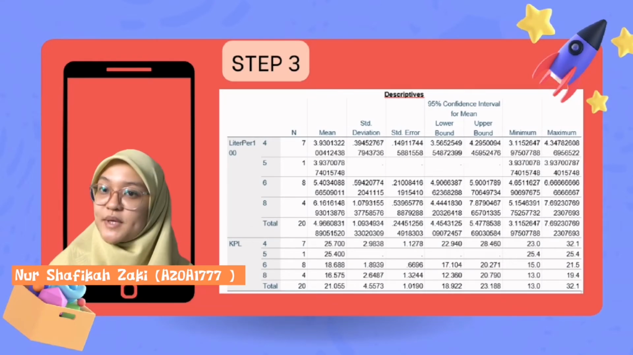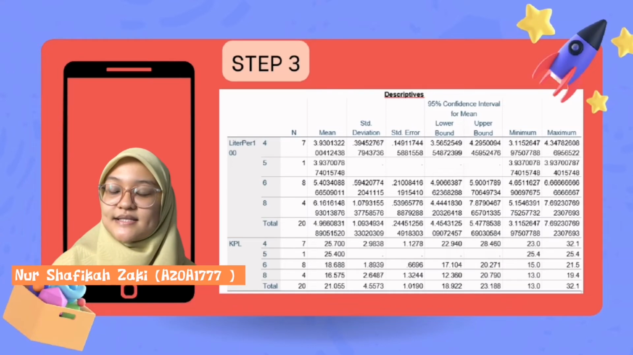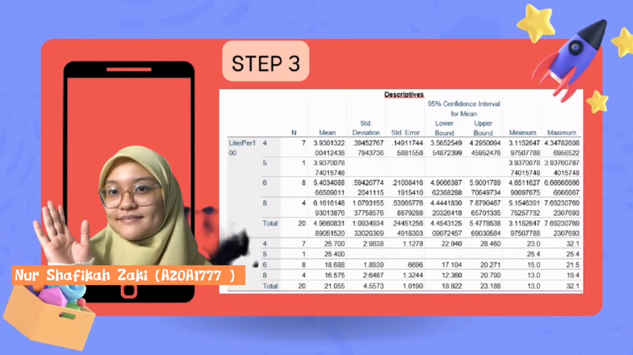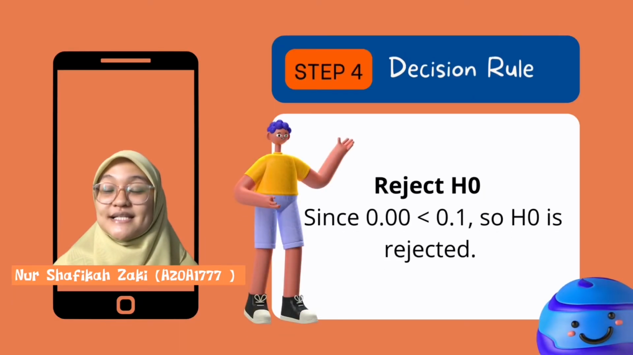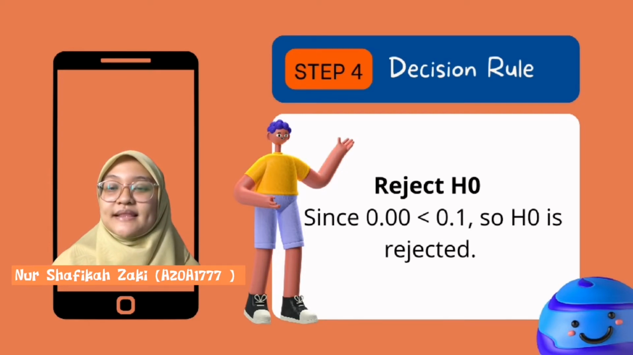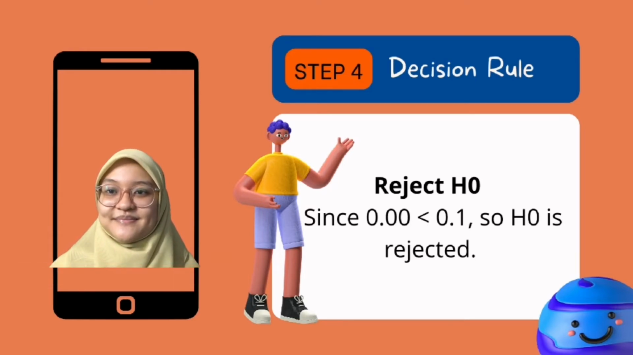Next, step number 3, we need to compute the test statistic. We use SPSS for our t-test, and we have this result. Next, step number 4 is the decision rule. We need to set the rule to make a decision. So, reject H null if the absolute t is more than t 0.1. Since 0.00 is less than 0.1, we reject H null.